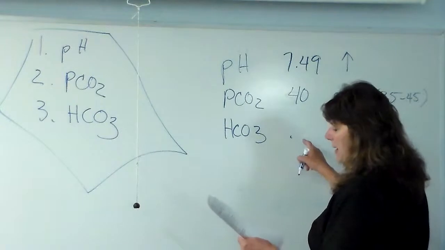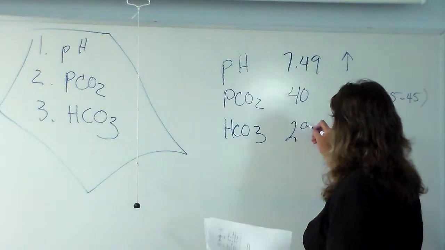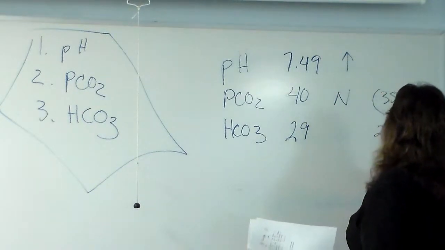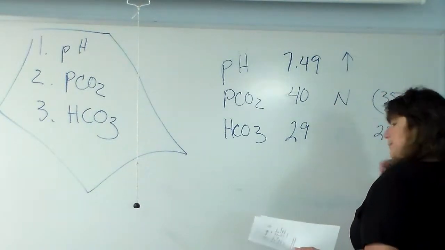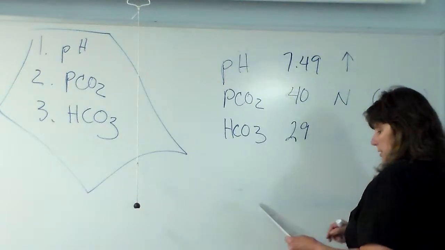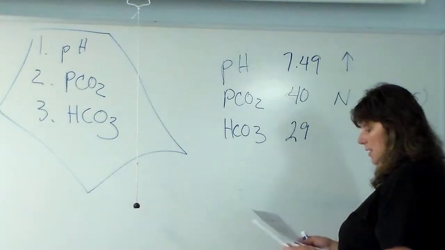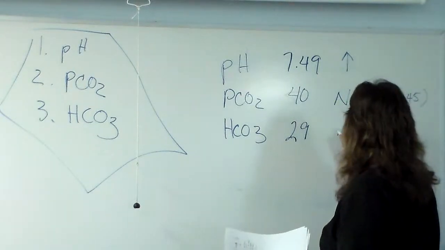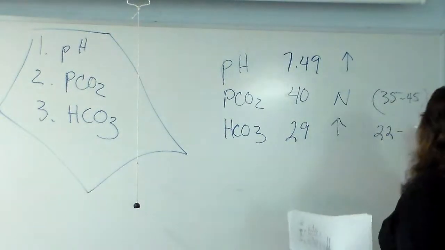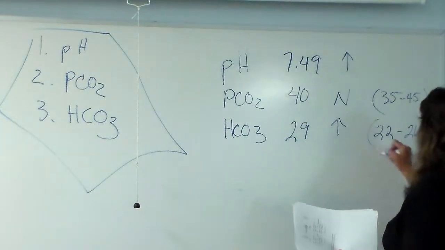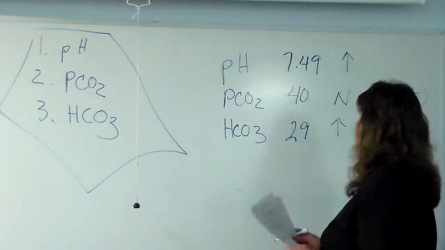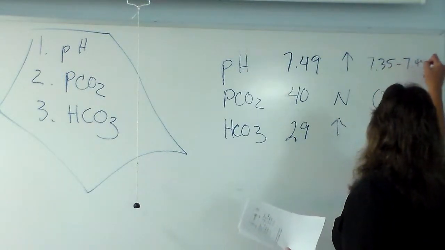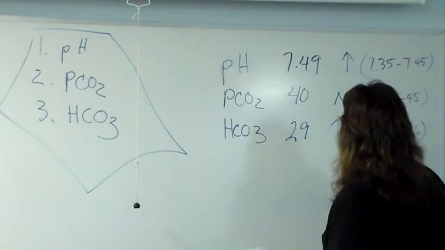Okay. And then bicarb, let's say we have a bicarbonate of 29. Well, our bicarb level was 22 to 30, oh my gosh. Hang on, guys. Anyway, this is also high, okay? It's 22 to 26, sorry, 28, 26. And this 7.35 to 7.45. Lots of math to remember here, okay?